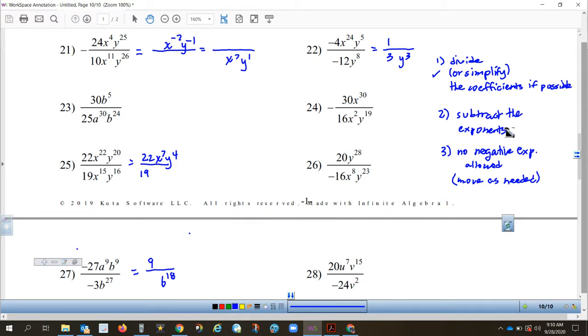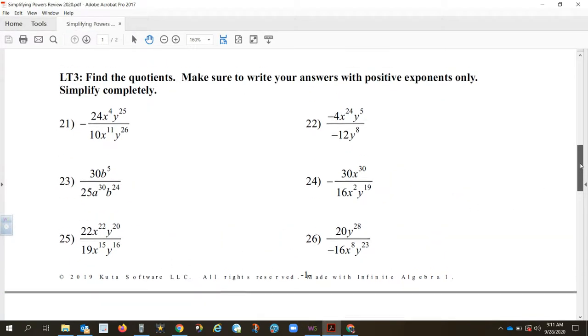You can always subtract going down and then move them if you need to, or simply ask yourself, where do I have more of that variable, and how many more do I have? If you have a bigger exponent on the top, subtract down and keep your answer on the top. If you have a bigger exponent on the bottom, subtract up and keep that answer on the bottom. And by the way, if there's nothing there, like this is x to the 8th on the bottom and there's no x's on the top, then you simply write x to the 8 on the bottom. Okay? All right, so that's how you do the division problems.